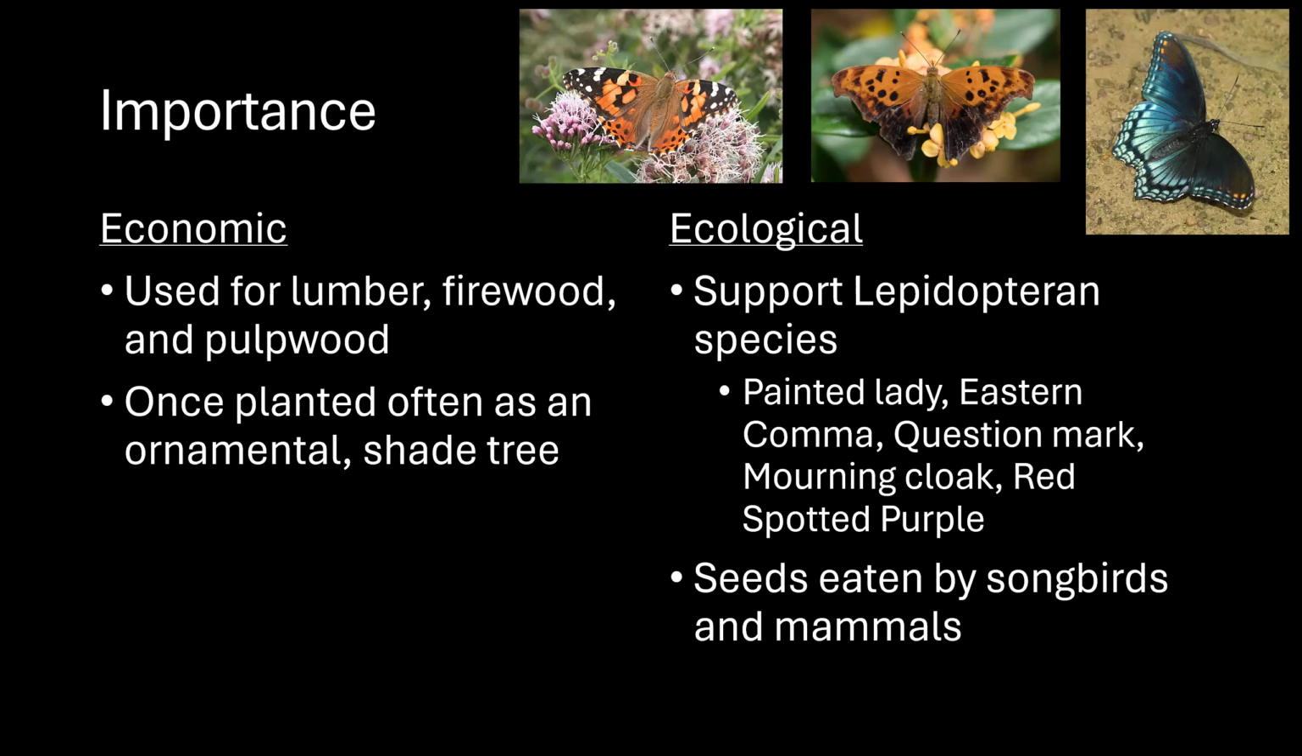Now, aside from that, the seeds that it produces, those samaras, are eaten by a wide range of songbirds and small mammals. So it serves as a good food source for them. And in addition, of course, this is a tree, so we're talking about providing some sort of shelter or nesting site as well for different bird populations.